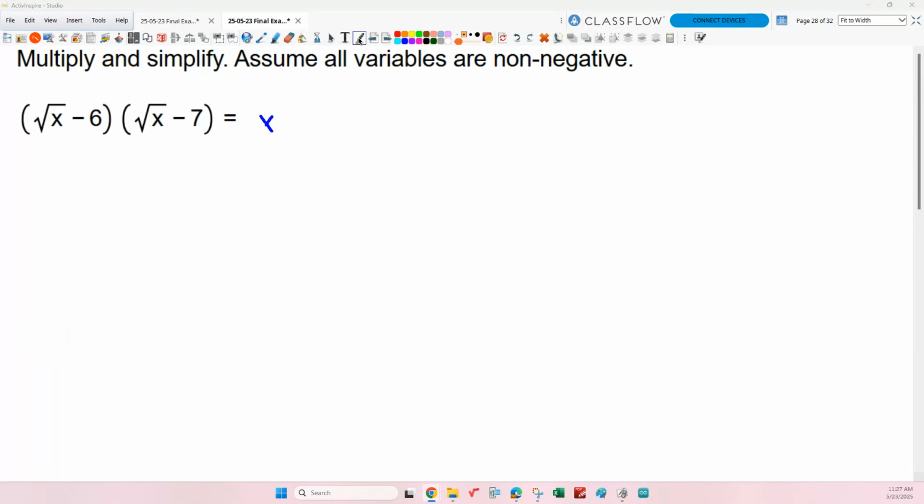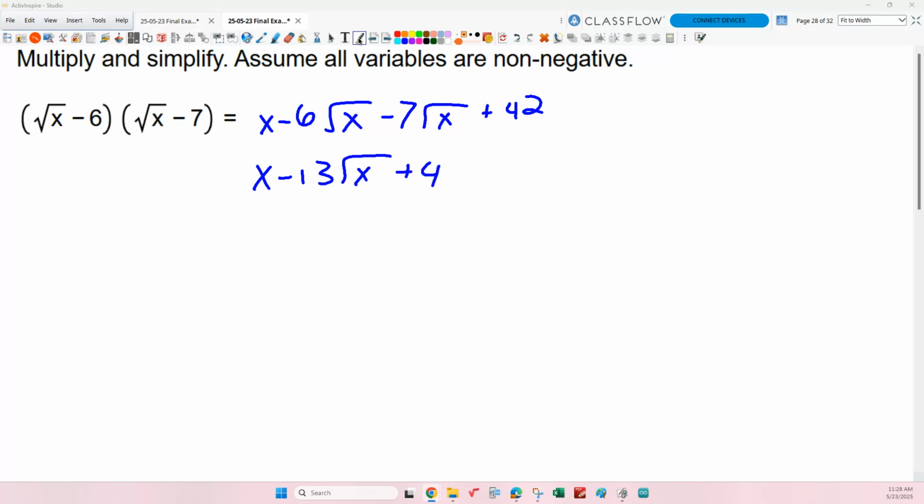Okay. You want to do 6? Okay. Then we have minus 7 square root of x plus 42. Okay. What's my next step there? I can put those together. So I'd have x minus 13 square root of x plus 42.